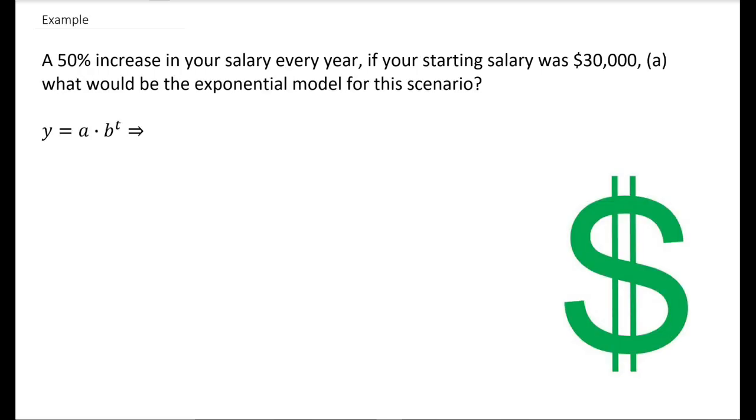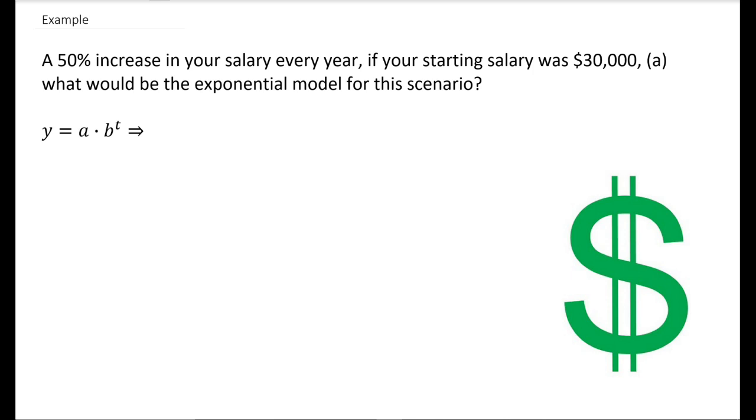So let's look at an example. Let's say you have a 50% increase in your salary every year, which is pretty high, and your starting salary was $30,000. So year one, your salary was $30,000, and they're going to increase it by 50% every single year. What would be the exponential model for this scenario?